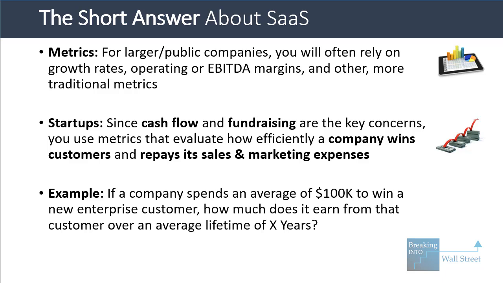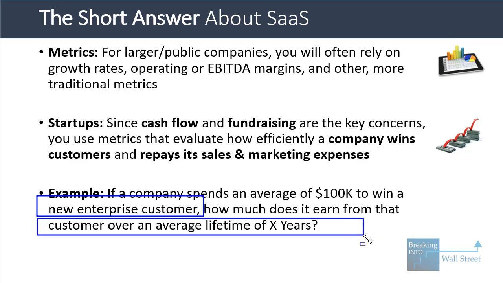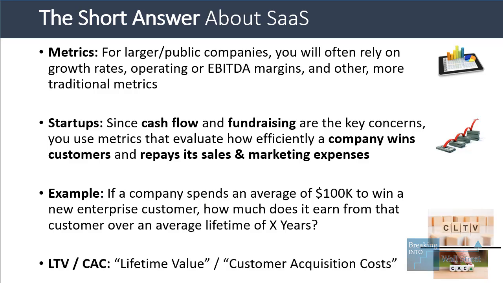So for example, if a company has to spend $100,000 to win a new enterprise customer, maybe it's a Fortune 500 company or a Fortune 100 company, and they're paying hundreds of thousands of dollars over the life of the contract, you want to be able to assess how much it actually earns from that customer if the customer stays with this company for 3 years or 5 years or 10 years. And that's the type of metric that you want to look at here.